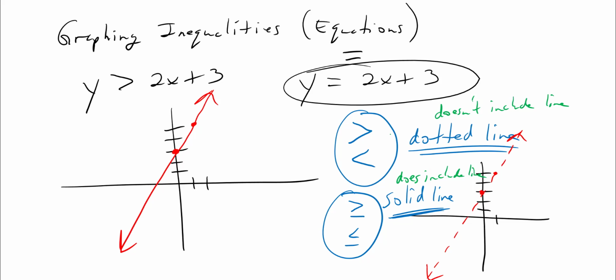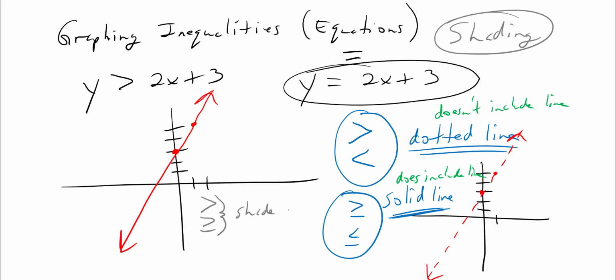That's the first difference. The second difference is you're going to do some shading. This is the rule. I'm kind of running out of room here, but basically if it's greater than or equal to, either one of those two, you're going to shade above the line. I'll talk a little bit more about that in a second. And if it's a less than or equal to, you're going to shade below the line. Because less than, think less than is below, it makes sense. If it's greater than, you're going to go above. It's higher, it's greater than, it's bigger.